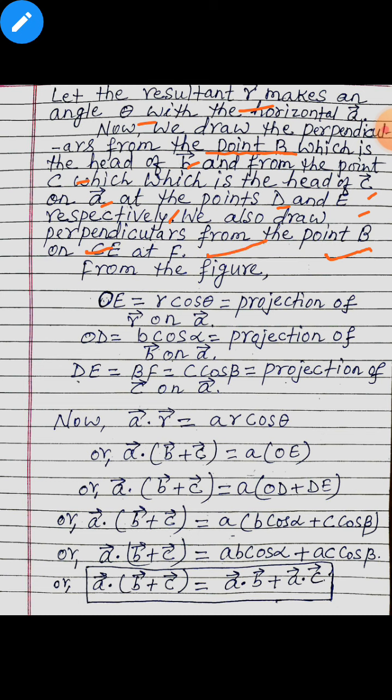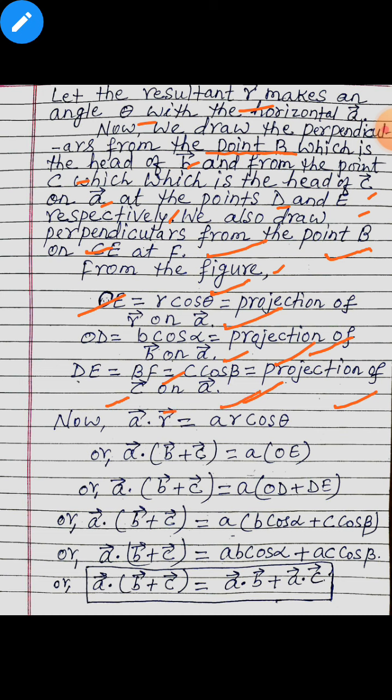From the figure, OE equals R cos theta, which is the projection of R vector on A vector, and OD equals B cos alpha, which is the projection of B vector on A vector, and DE equals BF equals C cos beta, which is the projection of C vector on A vector.